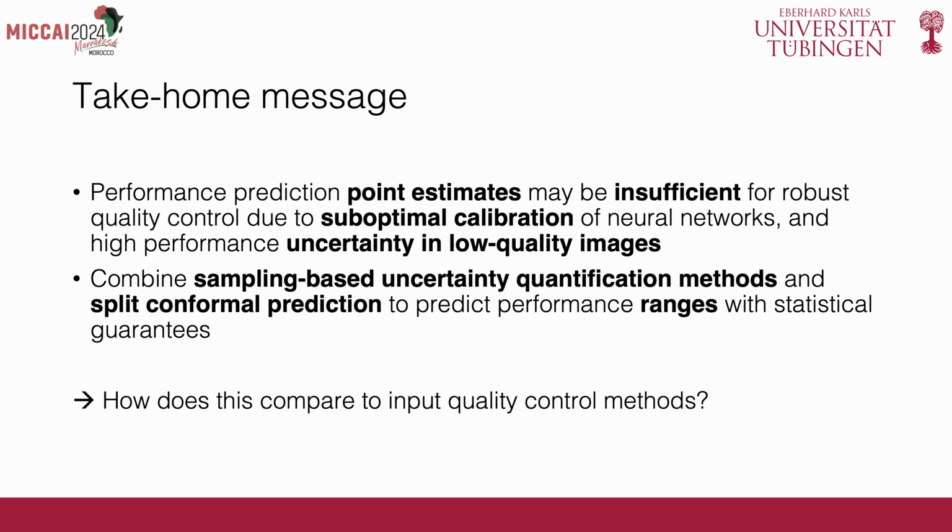Summing up, performance prediction point estimates may be insufficient for robust quality control because of suboptimal calibration of neural networks nowadays and high performance uncertainty in low-quality images. This is why we combine sampling-based uncertainty quantification methods and split conformal prediction to predict performance ranges with a statistical guarantee. For future work, I would like to point out the comparison of this approach to input quality control methods.